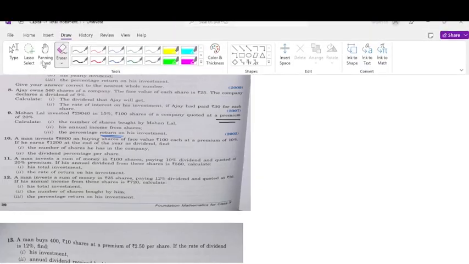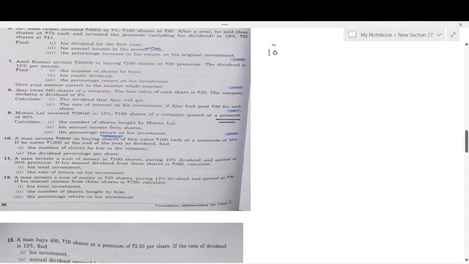Okay, let me do this. 10th one. What's the investment, students? What's the investment made? 8,800. Number of shares is not given. What is nominal value or face value? 100. Premium of 10% is given.